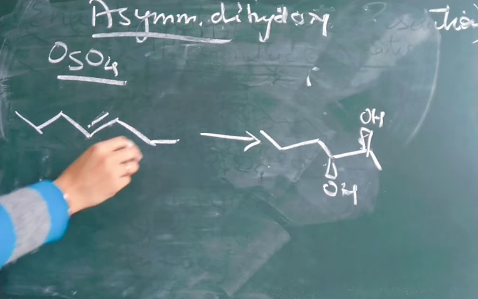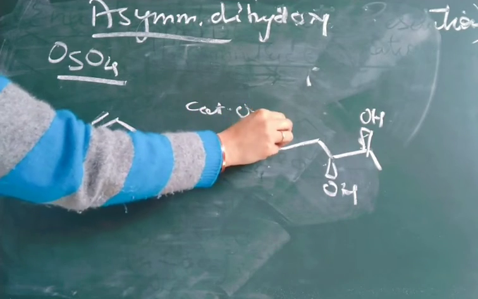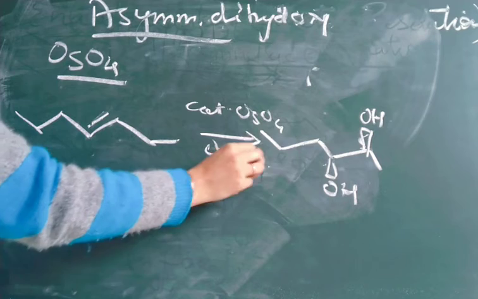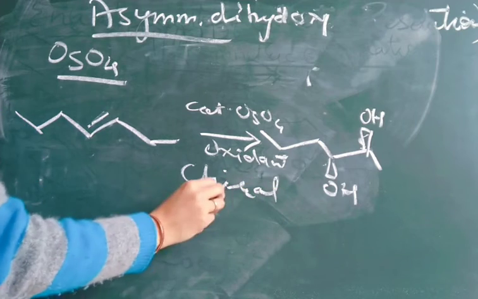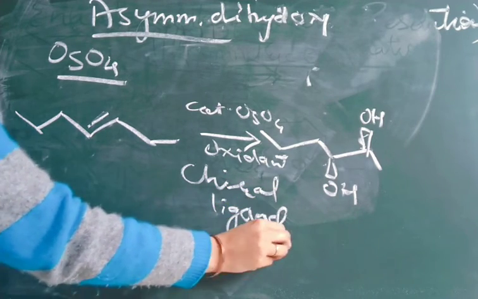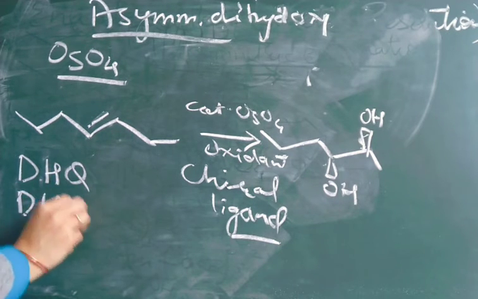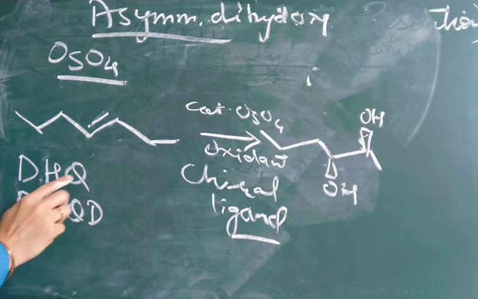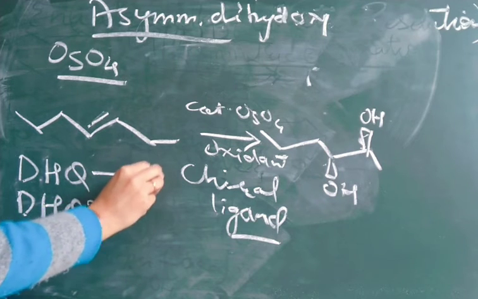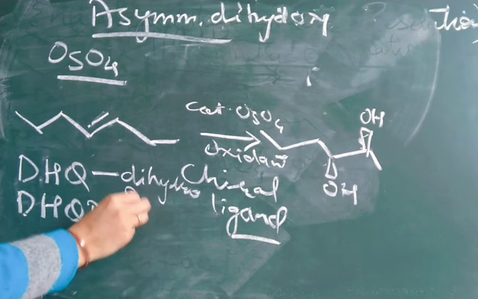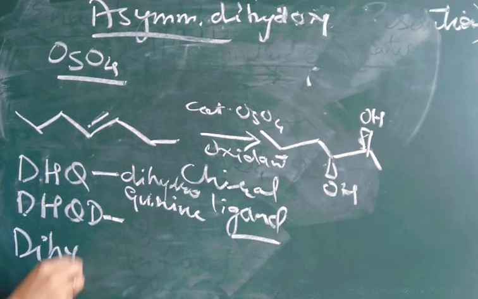Here we are using one chiral ligand. I haven't mentioned the reaction conditions here. So here we are using the catalyst OsO4, and second thing, one oxidant, and I am using a chiral ligand. The chiral ligands we are using here are DHQ and DHQD. That means dihydroquinine and dihydroquinidine. This is the difference between the two. This is dihydroquinine and this one is dihydroquinidine.